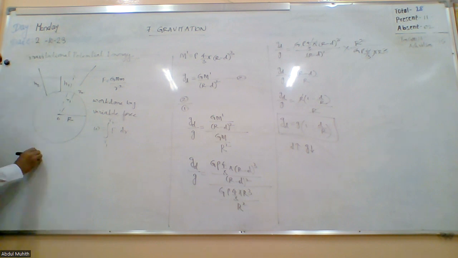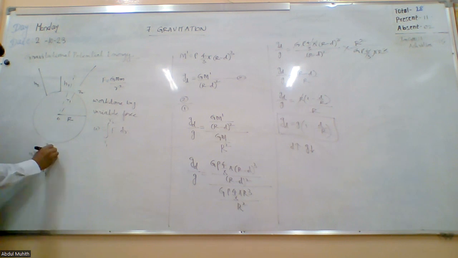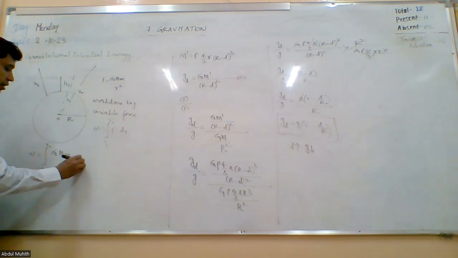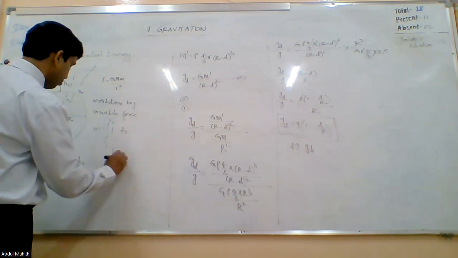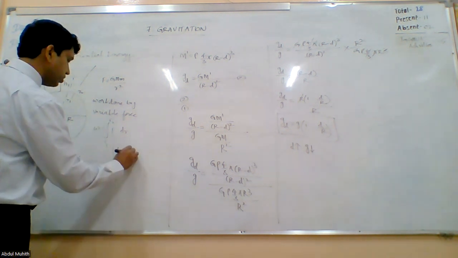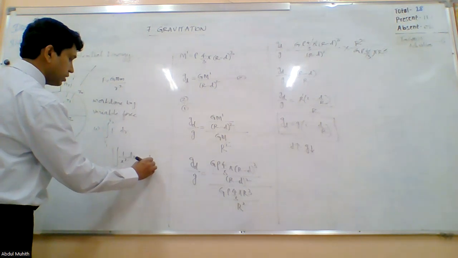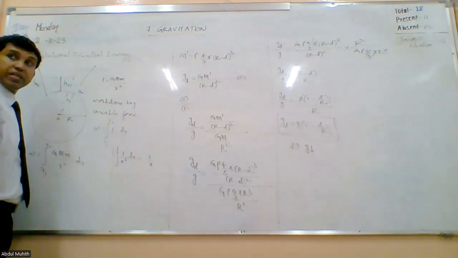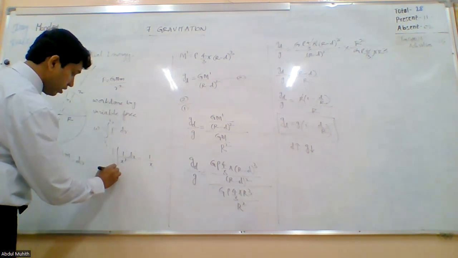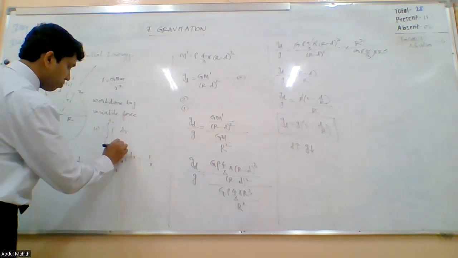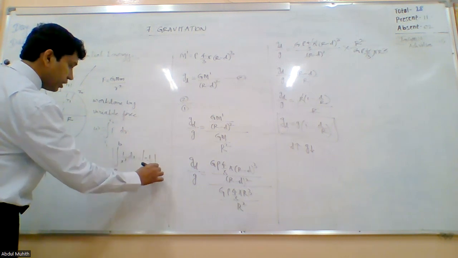Now, what is the W? W equal to integration from r1 to r2 of G into capital M small m by r square dr. Now, we'll go to calculus. In calculus, integration of 1 by x square is what? Minus 1 by x. Is that clear? Now what will happen? Suppose there is a limit here, A to B. For example, it will become minus 1 by x from A to B.